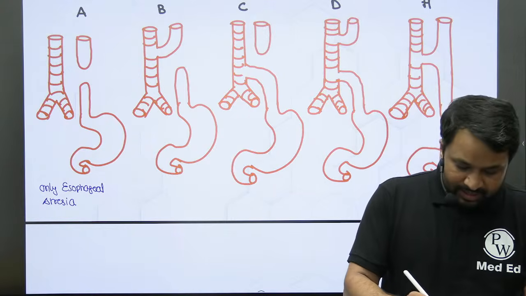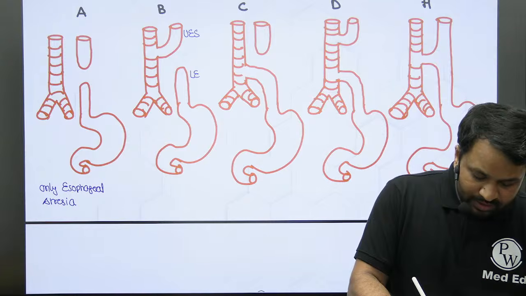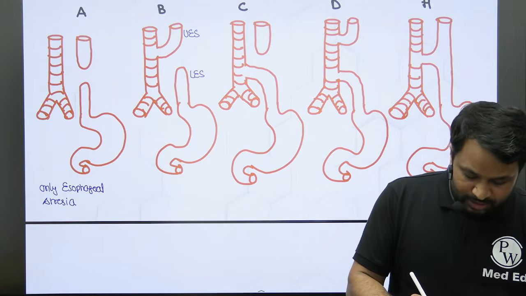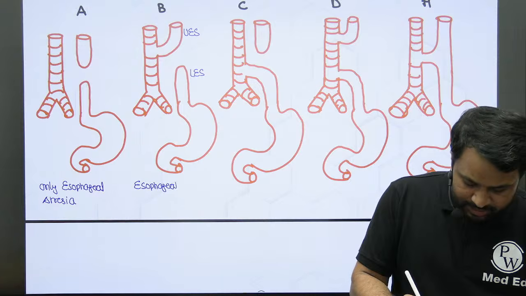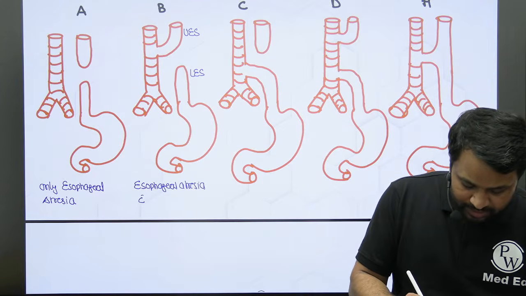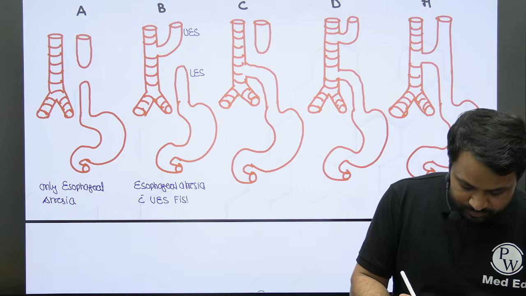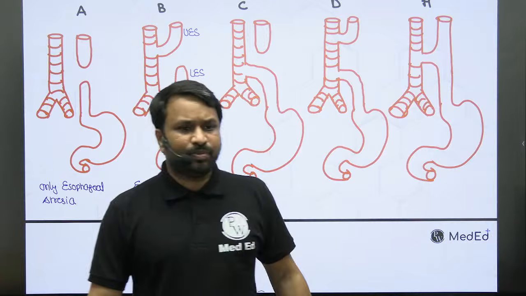Type B variety, this is the upper esophageal segment, this is the lower esophageal segment. So here there is presence of esophageal atresia with upper esophageal segment fistula. So it is the upper esophagus that is participating in the fistula development. That is a type B variety.